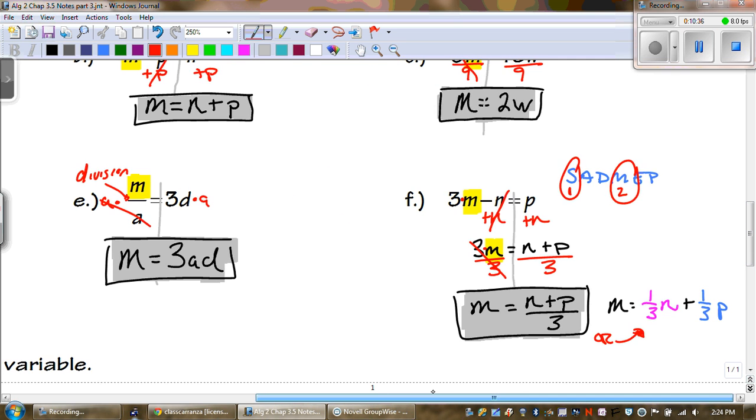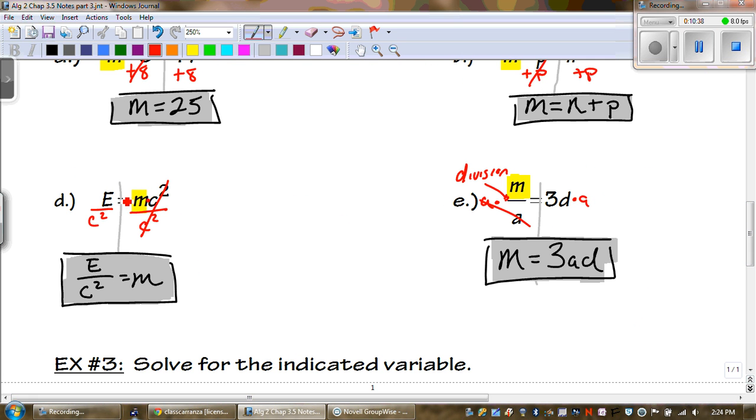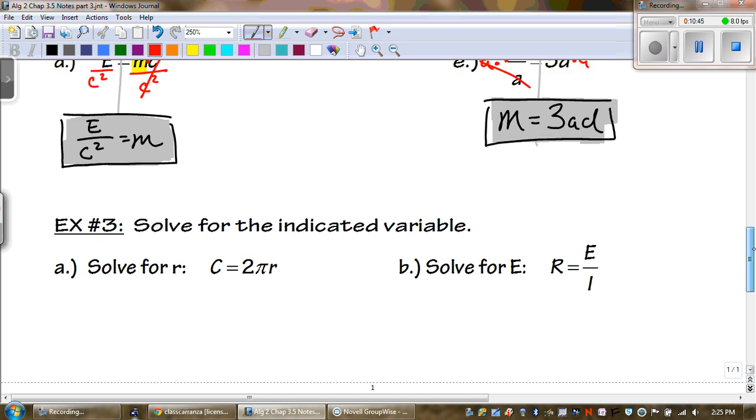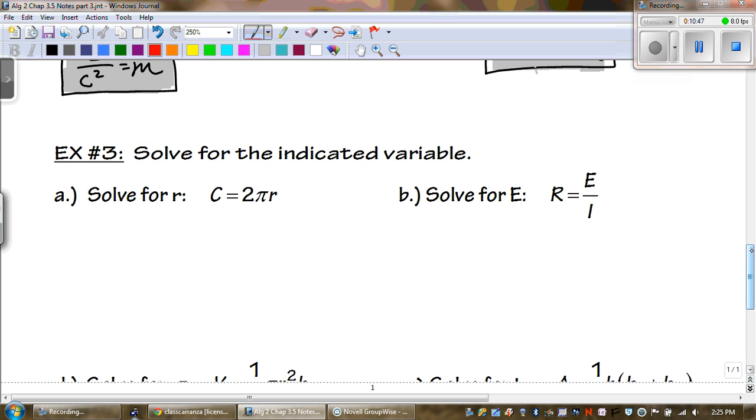All right. Going back. Oh, does anyone know what E equals MC squared is? That's a special formula. If you don't know, you should look it up. Okay? Now, for these, we need to pay attention because it's telling us right here, solve for the indicated variable. Our first one, solve for R. Do you guys know what C equals 2 pi R stands for? It's circumference of a circle.